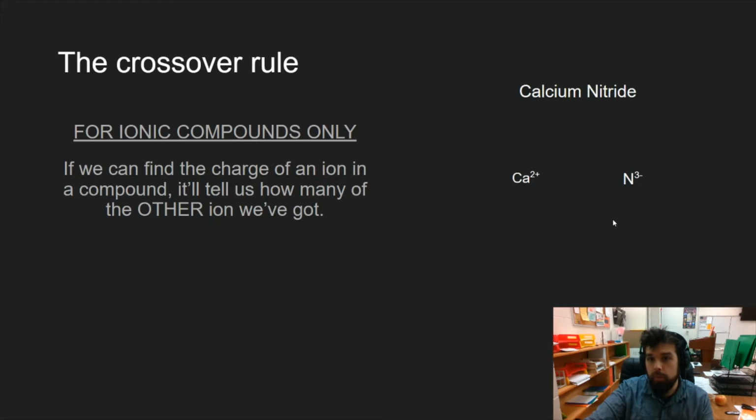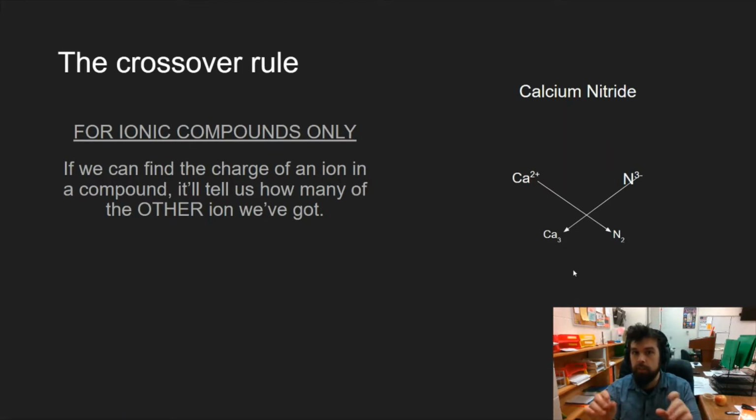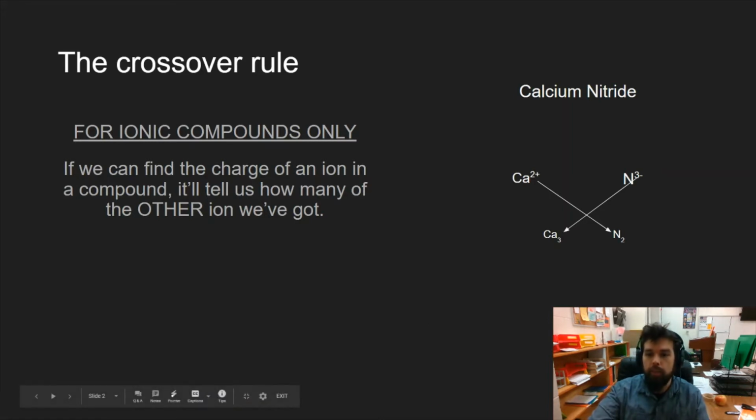What we're going to do is we're going to take this little tube right here, and we're going to bring it down and put it at the bottom of the N. And then we're going to take this 3, and we're going to bring it down and bring it to the bottom of the calcium, the Ca. Now notice the charges, the plus and minus didn't come with it, just the number did. When we put all that together, what we get is Ca3N2. This is the formula of calcium nitride.